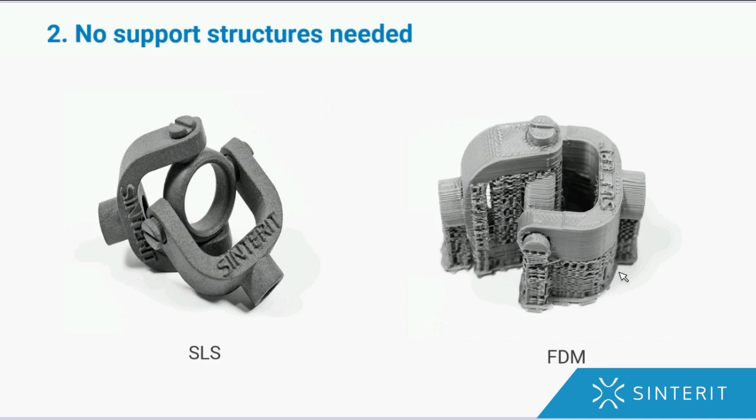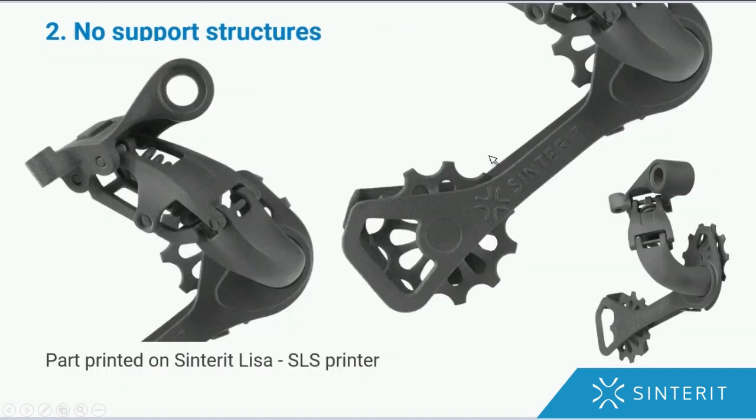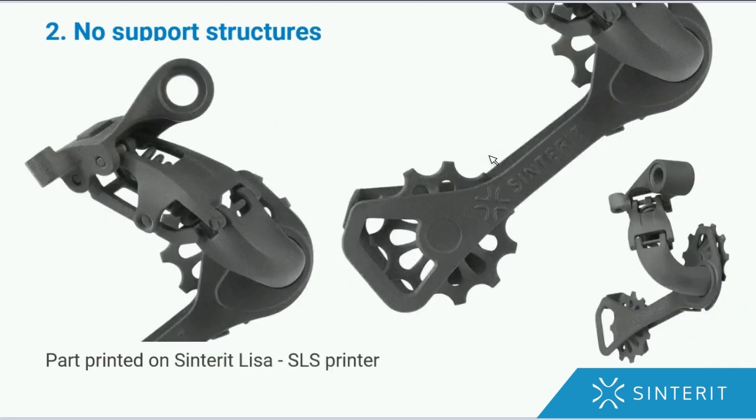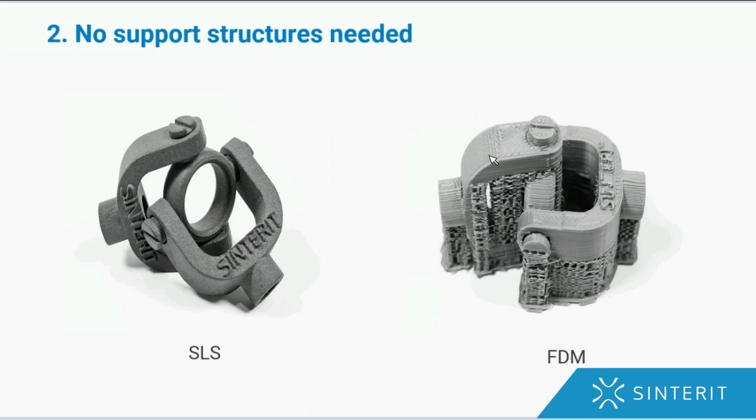Here we can see a comparison between a printout of a universal joint, or a cardan joint, from Lisa on the left side and from a basic desktop-type FDM printer on the right side. And on this photo you can see a print of a bicycle derailleur from Lisa in comparison to a printout from a highly sophisticated industrial FDM printer. With the first comparison, you can clearly see the difference.